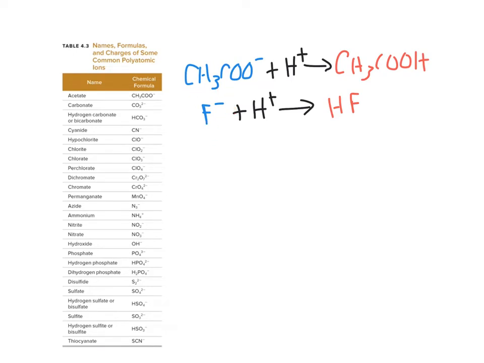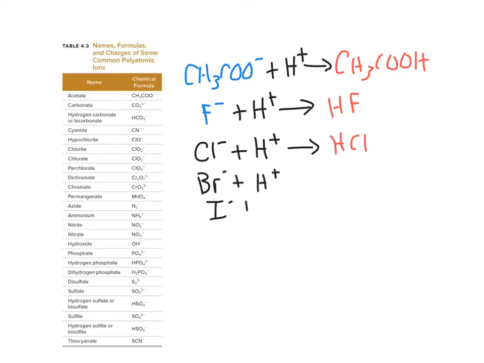The other halogens can also form acids, but it's important to note that they are exceptions to the base rule. So Cl minus plus H plus does in fact form hydrochloric acid, as does Br minus and I minus, but their anions do not act as bases.